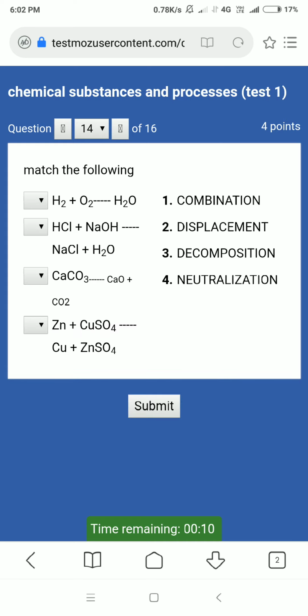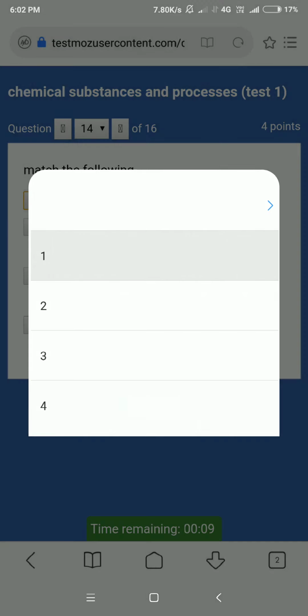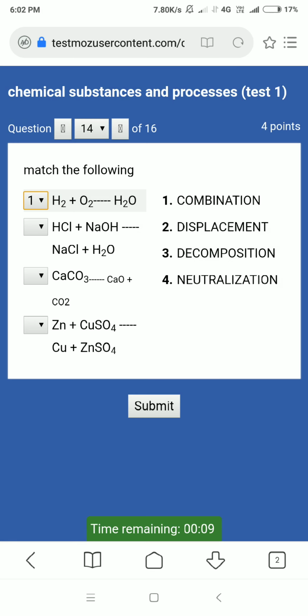Now here the next is match the following. Here on the left hand side I have written some chemical reactions, and on the right hand side I have written their types, so you have to match these. So now in the first you can see that hydrogen and oxygen both are reacting with each other to produce water. So the reaction in which two different substances react to produce a single product, the reaction will be combination reaction. Now in the second case, HCl plus NaOH. Here the one is acid and the second one is base, and both are combining to give two products, salt and water. So definitely it will be the neutralization reactions.